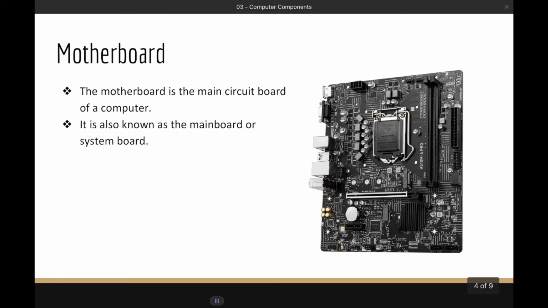Next we have the motherboard. The motherboard is the main circuit board of the computer, and every other component is in some way connected to the motherboard. The motherboard is also known as the main board or system board. So this is a typical motherboard. As you can see, there's a lot going on here. These are basically slots that you can use to fit in other components.